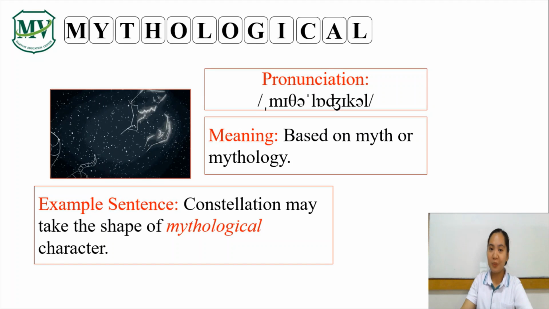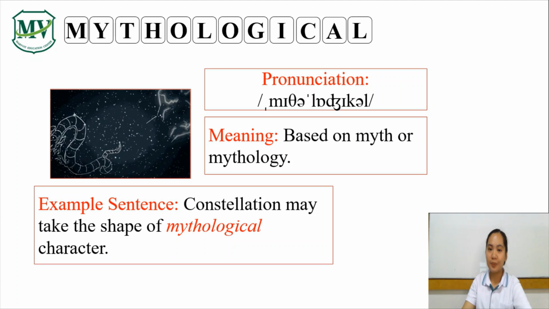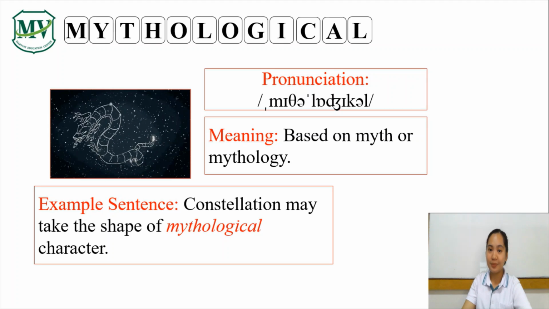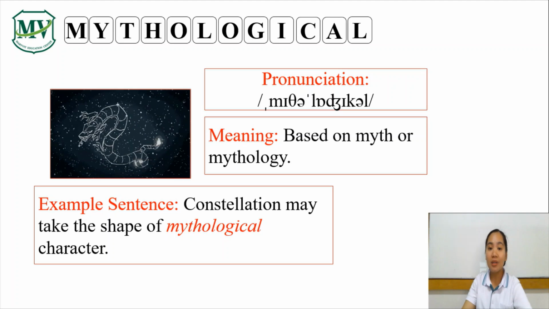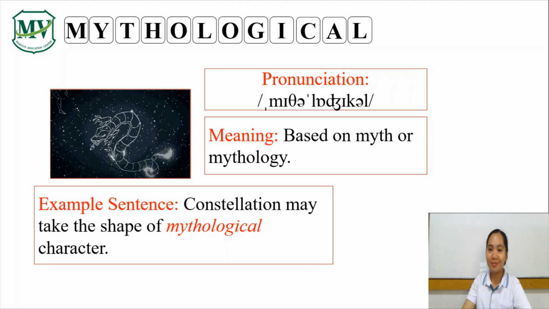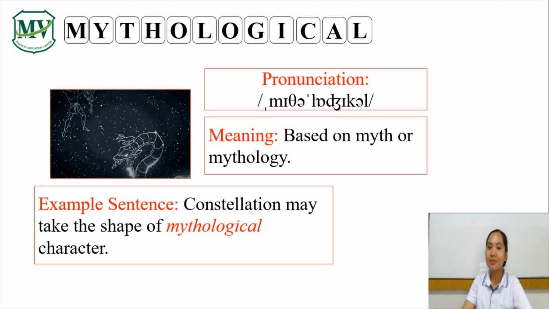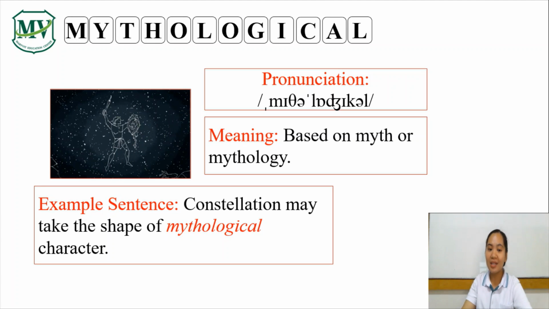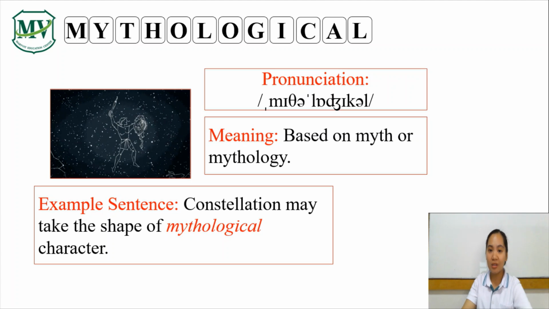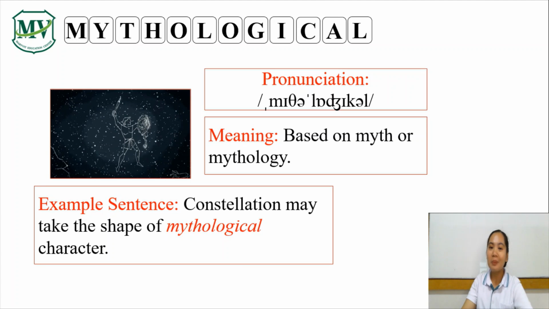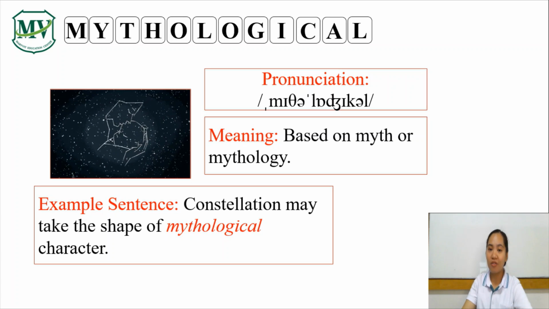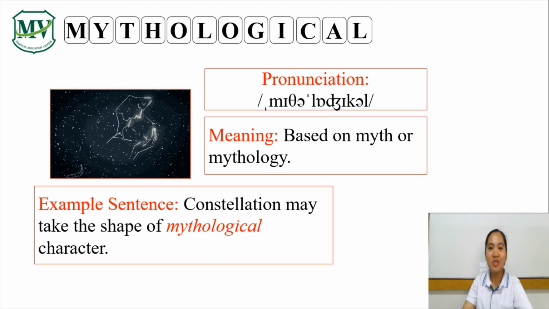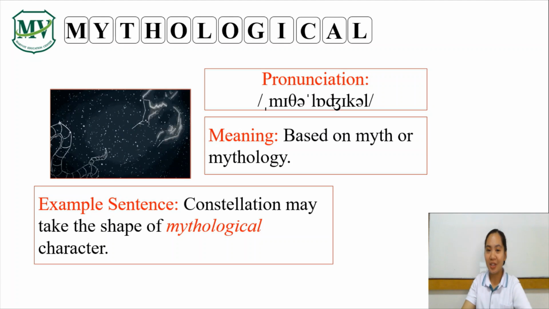Please say the word with me. Mythological. Let's say it again. Mythological. Excellent. Can you read the word on your own? Very good. Constellations may take the shape of a mythological character. Please read the sentence by yourself. That was fantastic. Let's learn another one.